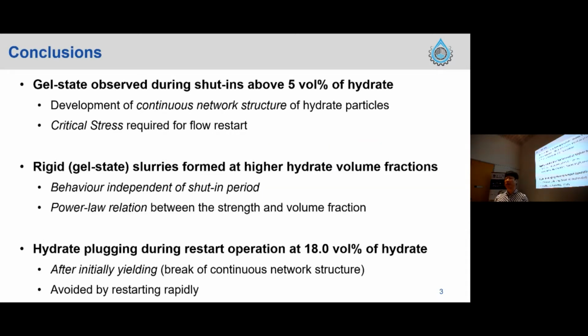So in this work, we conducted a flow loop experiment, and we observed gas-state hydrate slurries during certain operations. And the gas-state hydrate slurries became more rigid at higher hydrate volume fractions, but it wasn't affected by a certain period. And we also observed hydrate plugging during restart operations at high hydrogen volume fraction.